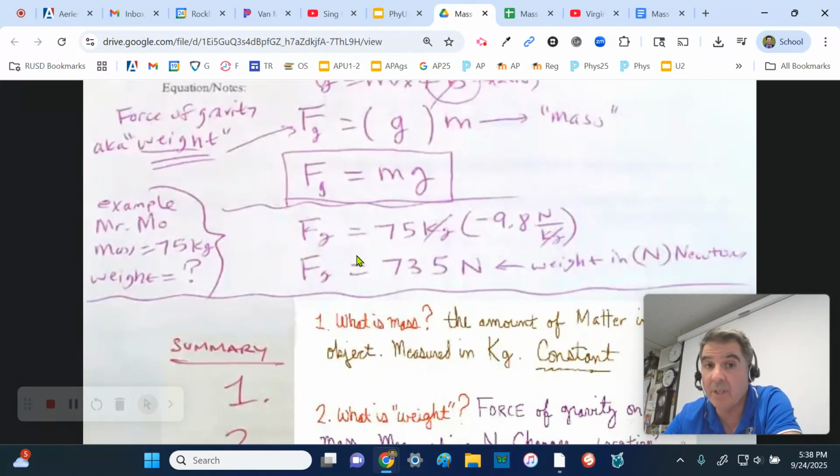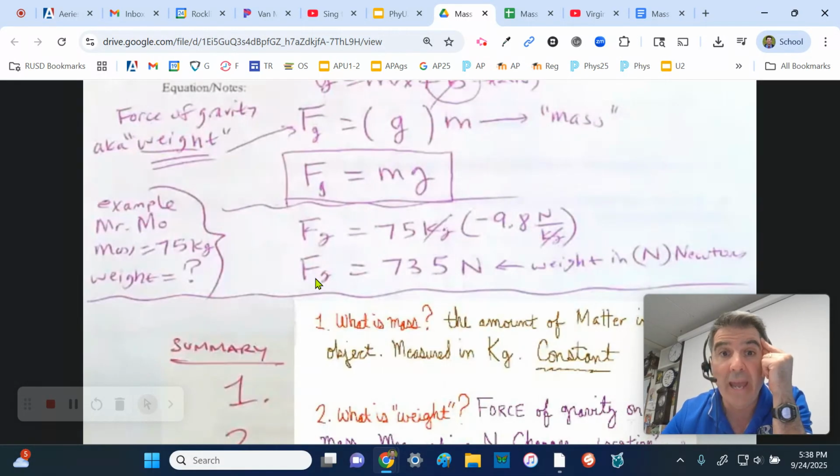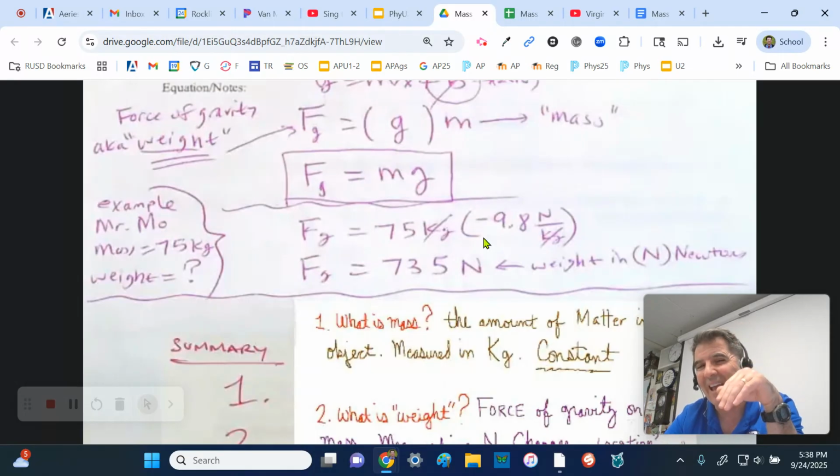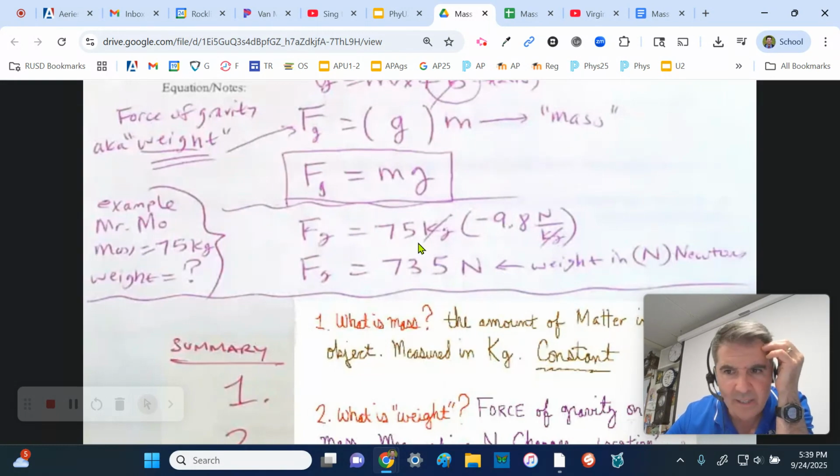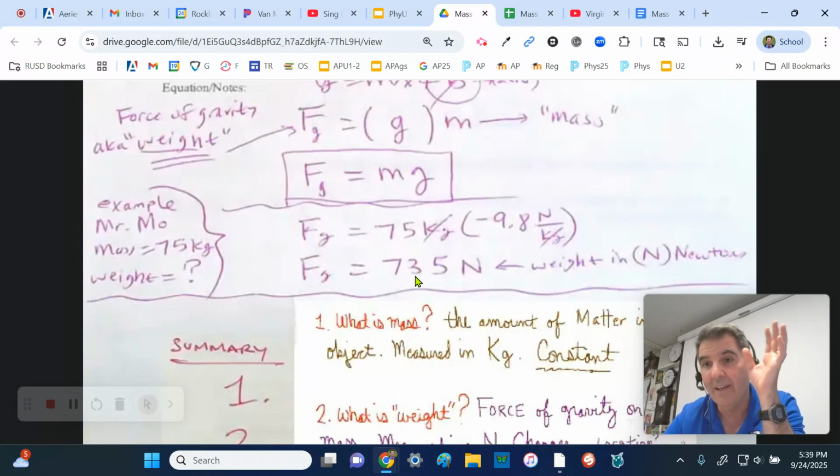Here's Mr. Morrison's example. How much would I weigh? Force of gravity is weight in physics, not mass. Well, I'm 75 kilograms. I times it by 9.8, with a negative. The negative is just saying down, so we don't really need the negative in all cases, but just be careful. Now, I didn't times it by 10. I thought it was 750. Anyway, then the weight is in newtons. So in physics, we weigh in newtons. On Earth, we still say pounds, but in physics, we say newtons.